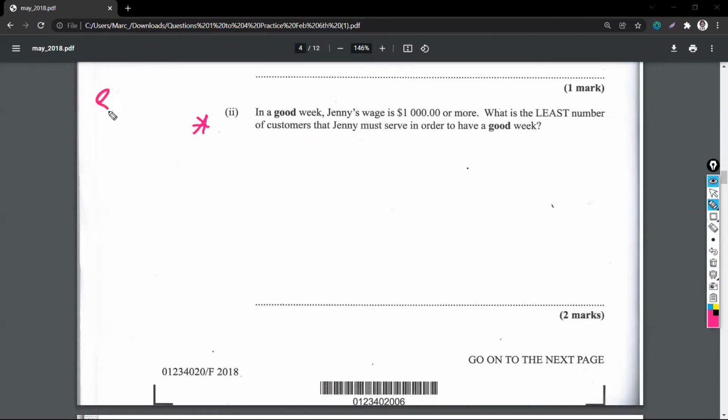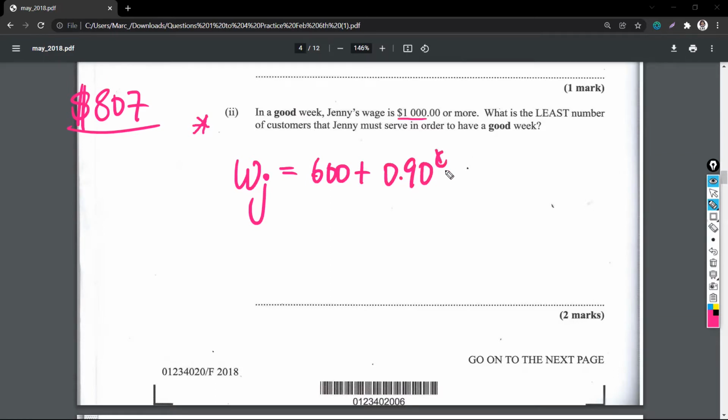So guys, remember the $807 for the week is how much she earned. We calculated that. It says in a good week, Jenny's wage is $1,000 or more. What is the least number of customers that Jenny must serve in order to have a good week? Remember the equation, guys, for Jenny's weekly pay was 600 plus 90 cents per customer, right? The N is the number of customers. So guys, we need this to be 1,000 or more.